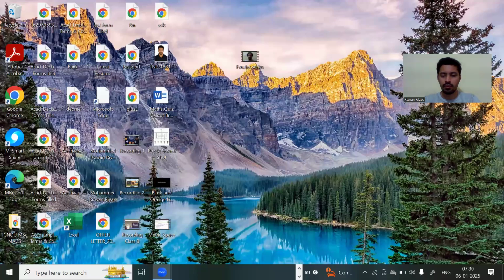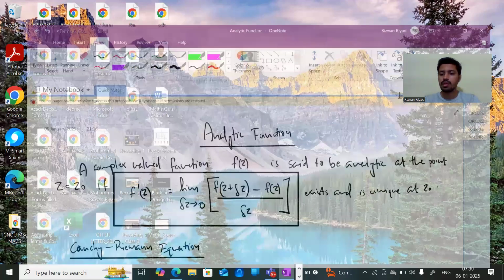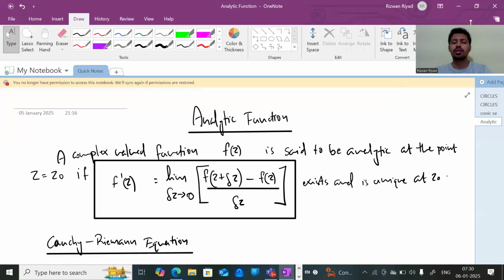Here, let's have an introduction to analytic functions from complex analysis. Here you can see the definition of an analytic function. I think this is the most basic topic from complex analysis.